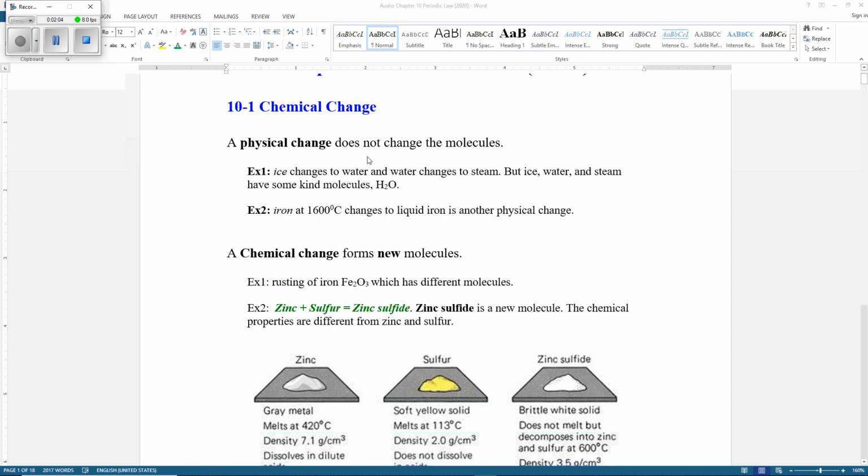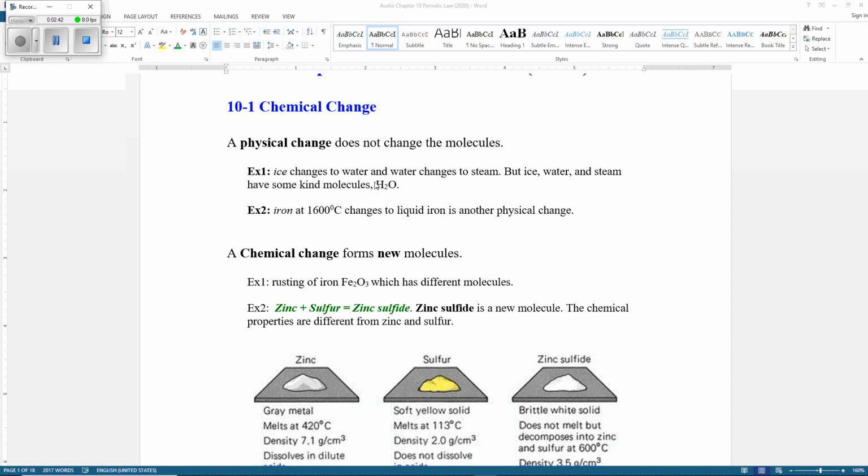Before we discuss chemical change, we want to study what a physical change is. A physical change does not change the molecules. It means before and after, the molecules are the same molecules. Like ice: when temperature increases, it changes to water. Then when the temperature increases, water changes to steam. So it changes from solid to liquid, then gas, but before and after the change, the molecule is still the same.